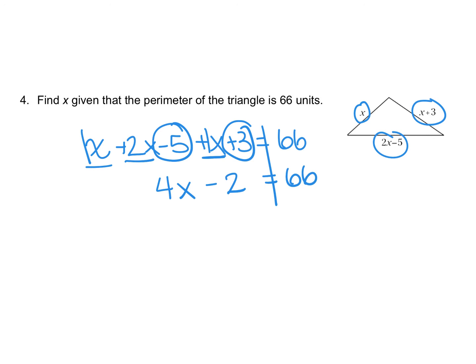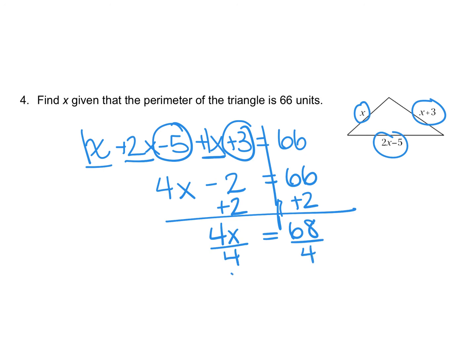And now that I've simplified everything, it's time to isolate the variable. I'm going to start by adding 2. And now I'm just going to divide this by 4. And x is going to be equal to 17. All right, so it wants to know what x is, so that side right over here is going to be 17.